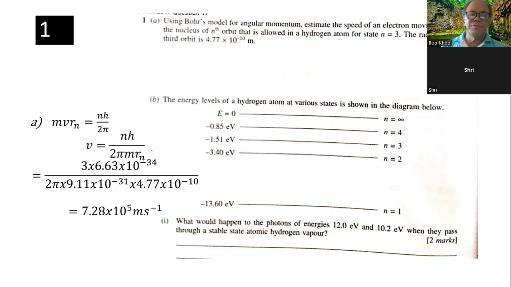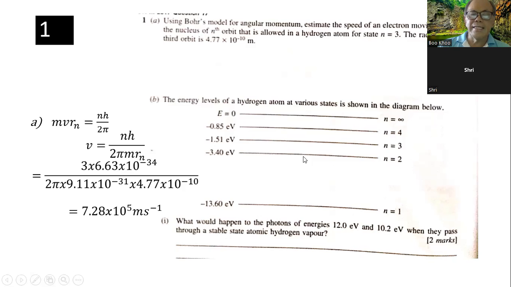What happened to 12 electron volt? Unable to cause excitation of the hydrogen atom. Okay. How about 10.2? Able to excite the electron. Okay. 12.0 cannot because it's here. Sorry, it's about here. Right?